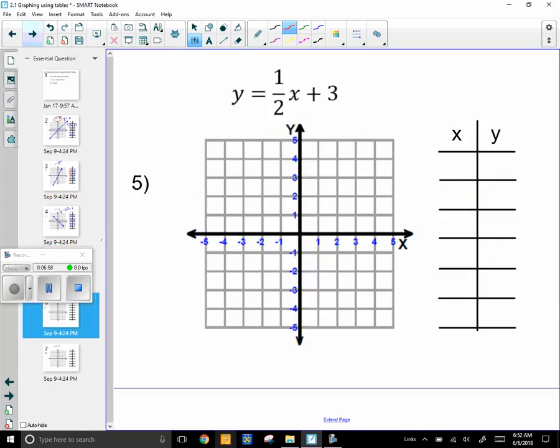All right, so this one's slightly more advanced. It looks like we have an upward shift of 3 again. So we're probably going to guess that it's going to move up 3, but then we also have a fractional slope.